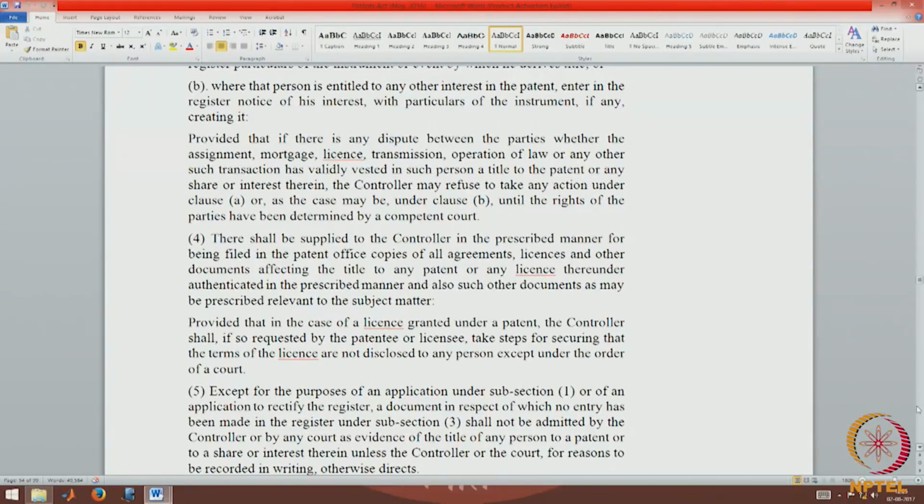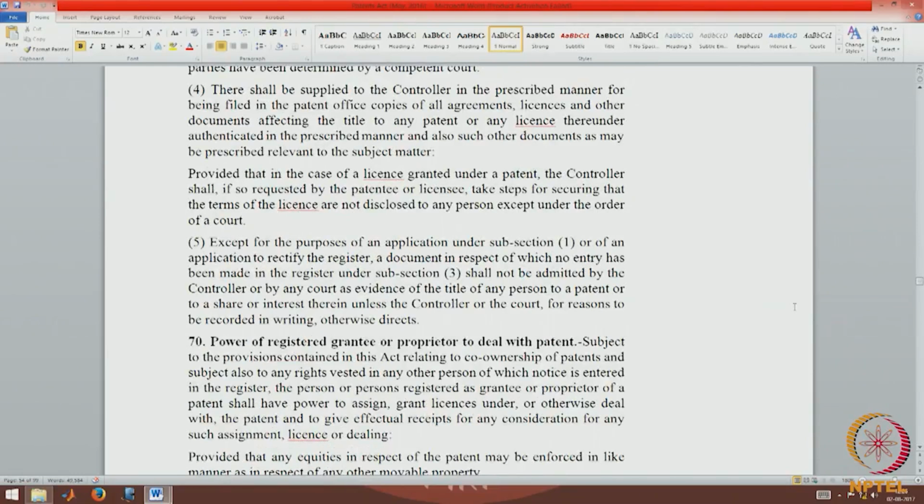Provided that in the case of a license granted under a patent, the controller shall, if so requested by the patentee or licensee, take steps for securing that the terms of the license are not disclosed to any person except under an order of a court. This is to protect confidentiality in certain agreements. The controller shall take measures of securing the terms of license and ensuring that they are not disclosed to any other person except by the order of a court. So, this protects confidentiality of agreements that are filed before the controller.